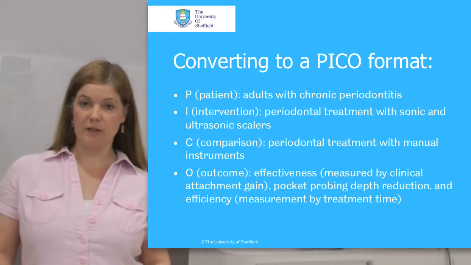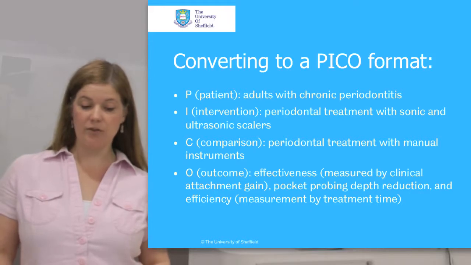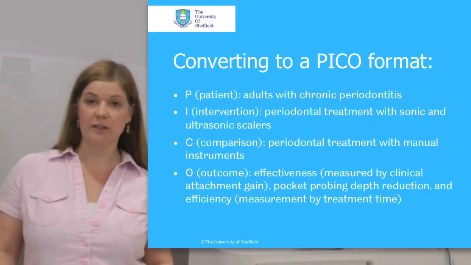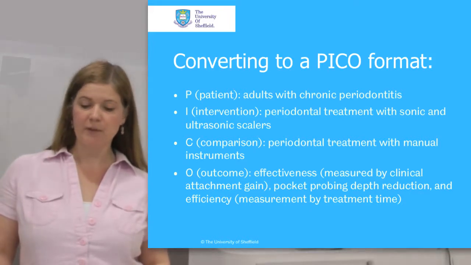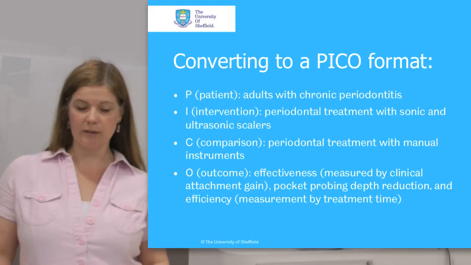So how do we convert it then to this PICO format? We've got P, patient: adults with chronic periodontitis. I, the intervention, is the periodontal treatment with sonic and ultrasonic scalers. So these are ones that you haven't got that drill noise. If you look at the dental anxiety literature, one of the key things that people are afraid of is the sound of the drill. So if you use a scaler which doesn't have that sound, so a sonic or ultrasonic one, that may reduce the anxiety, so that's our intervention.